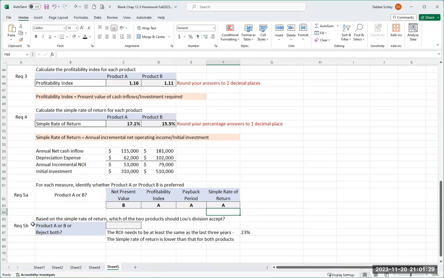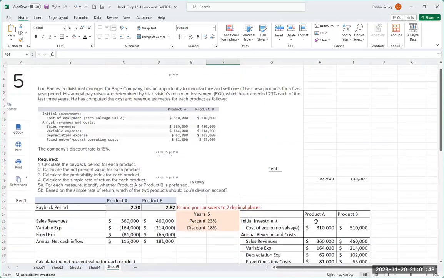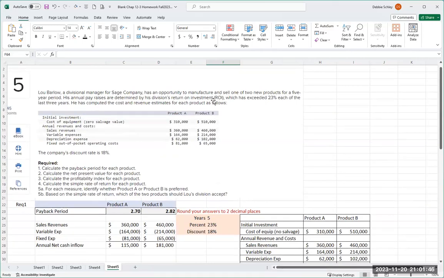Required 5B. Based on the simple rate of return, which of the 2 products should the division accept? So if you remember rate of return, that was that, let's see, right here. Return on investment, they usually have been getting more than 23% for each of the last 3 years. So they want to pick one that would be more than this percent right here. All right, not your discount rate, it's the other one that I told you not to get confused with.